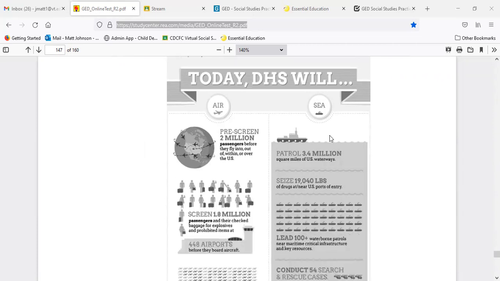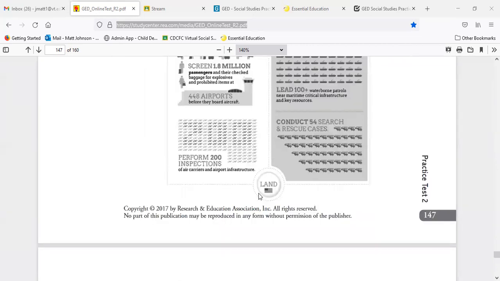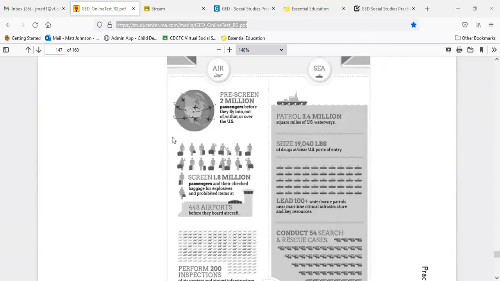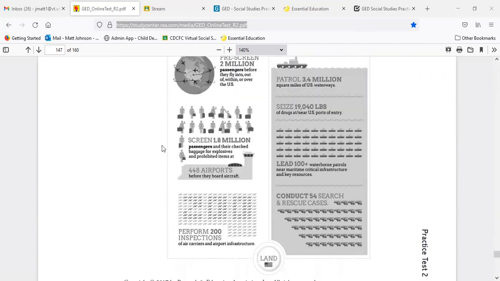And it's broken into air, sea, and land, right? So air: pre-screening 2 million passengers before they fly out of, within, or over the U.S.; screened 1.8 million passengers and their checked baggage for explosives and prohibited items at 448 airports before they board aircraft, right? So we've got a little bit of information, sort of in a graphic kind of format. Perform 200 inspections of air carriers and airport infrastructure.